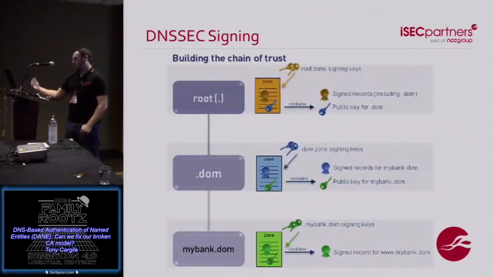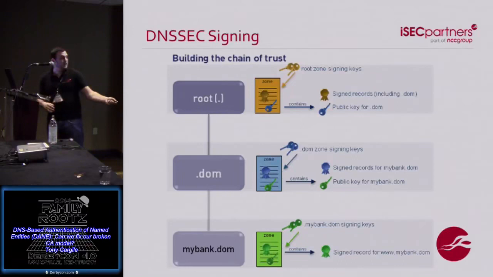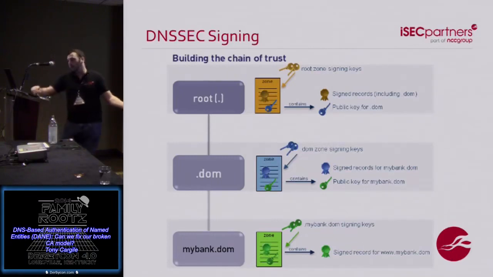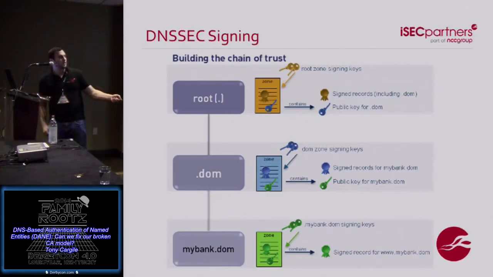So the way that we can actually trust that these signatures are valid is that down here, we get the A record for mybank.com as well as the RRSIG for it. And that's signed by the signing key for mybank.com. But how do we know that that signing key is actually a valid signing key? Well, the public key for that is actually stored in the domain zone above it. So in this case, it would be your top level domain .com, what have you. And so that's stored there.